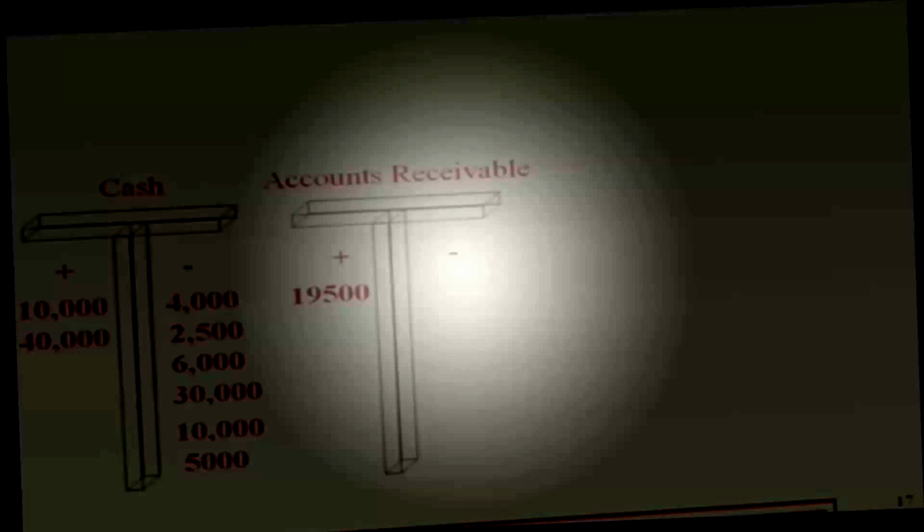Accounts receivable. They paid you 10,000, so they don't owe you 19,500 anymore. They owe you 19,500 less 10,000. So accounts receivable would be minus 10,000. Cash is plus 10,000. So the entry is cash, debit 10,000. Accounts receivable, credit 10,000. So the journal entry, which I think you're very comfortable with now, looks like this.